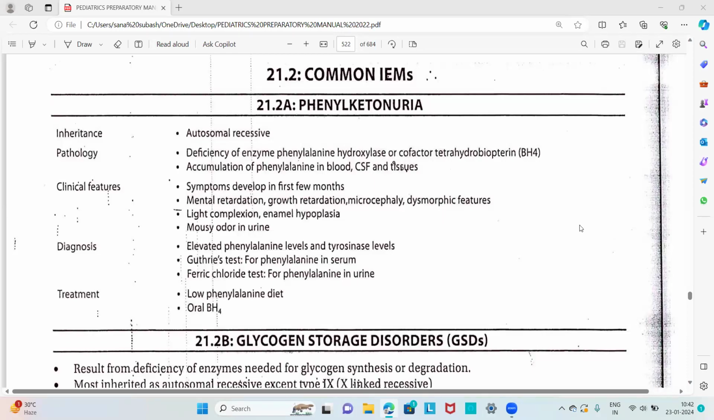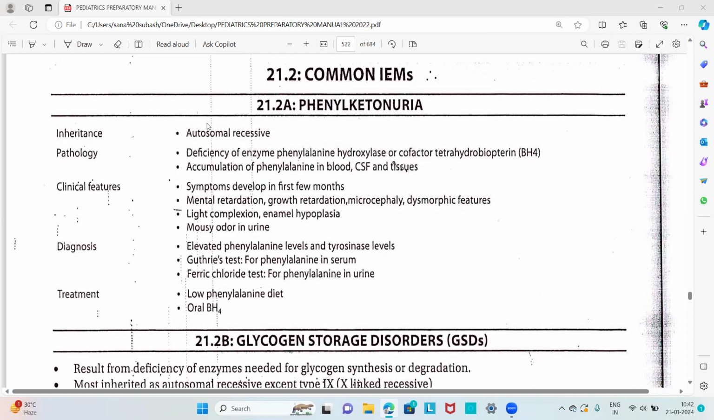Hi everyone. So in this video, we are going to discuss some of the inborn errors of metabolism, which are usually asked in our university exam of pediatrics. First of all, we have to start with phenylketonuria. Most of the one mark questions are regarding this.